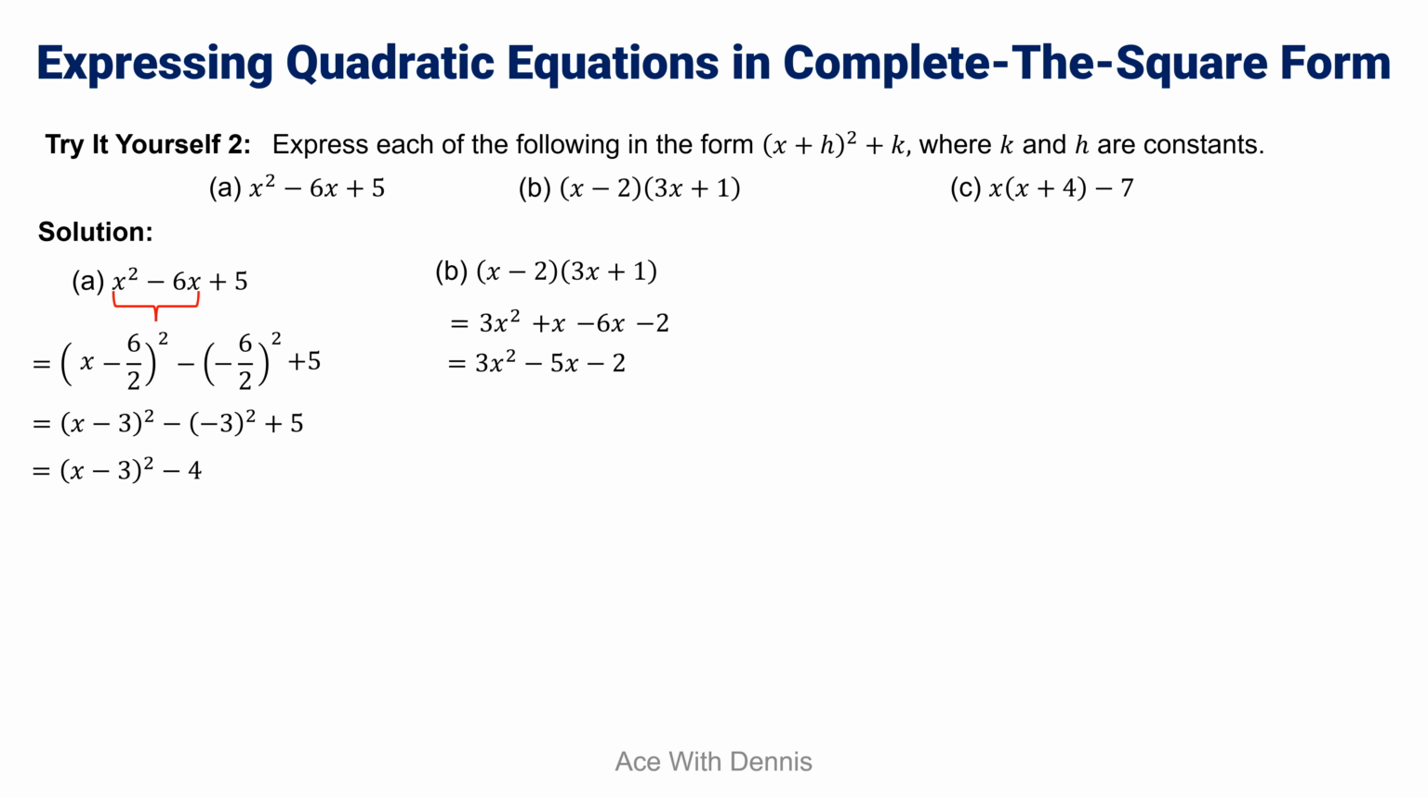Next, I will check the coefficient of the x squared. So for this case, this is not 1, it is 3. So I have to factorize 3 first. Then it becomes 3 bracket x squared minus 5 over 3x, then minus 2.